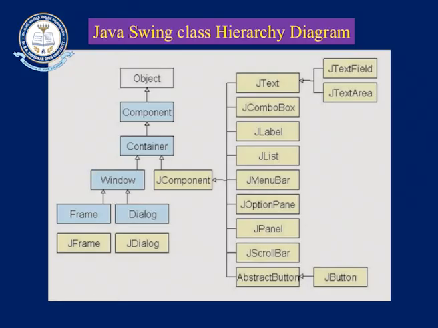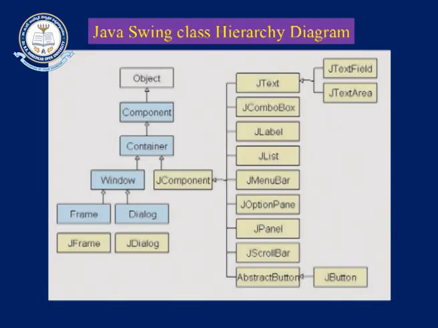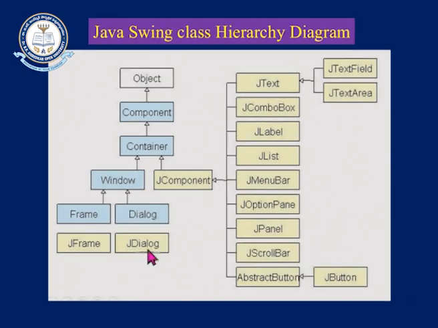So, while you are working with the swing concept, while you are writing the code, first you create any container. Within that container you can create the components. Observe here JFrame, JDialog, JComponent, JText, JLabel, JList, JMenuBar, all these are the classes. With the help of these classes you can create different types of components.